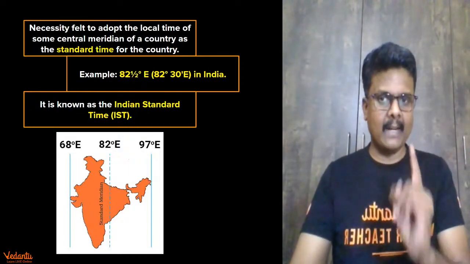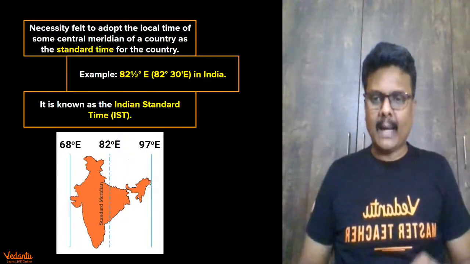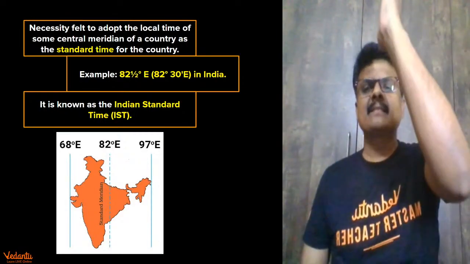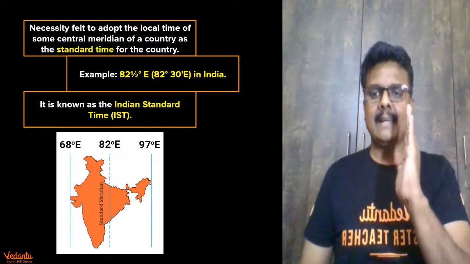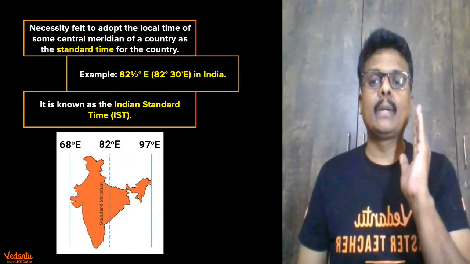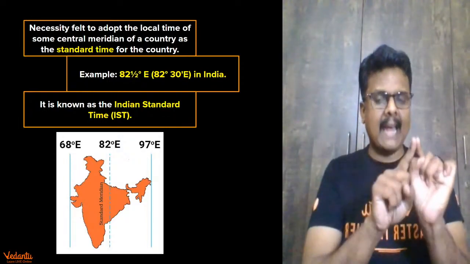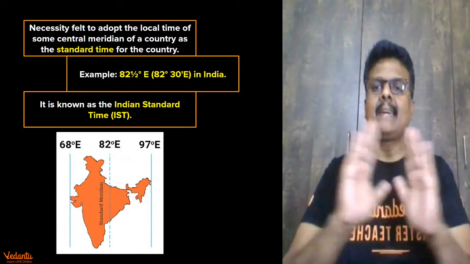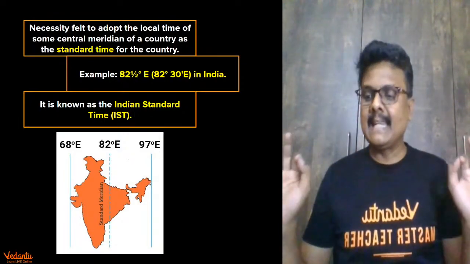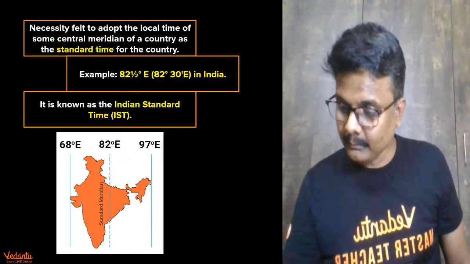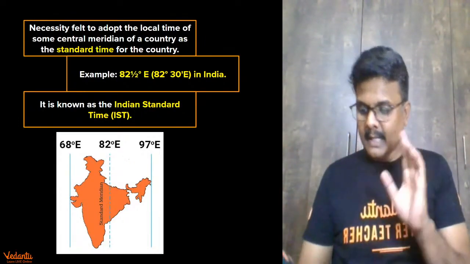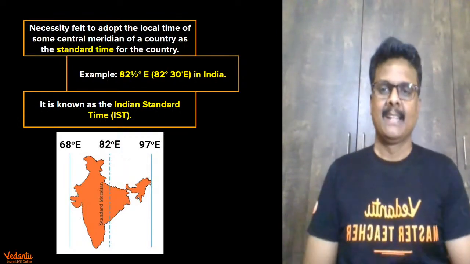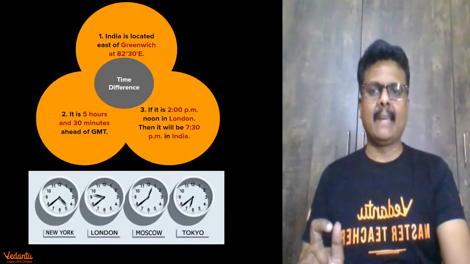My dear kids, is everyone clear? Look at the map of India. They wanted to identify a meridian which passes through the center of the country, right? And they identified the place to be 82 degrees east. And whatever time it is on that particular meridian, they standardized it, saying it is Indian Standard Time. My dear kids, clear? Super. These are very typical tricky things.